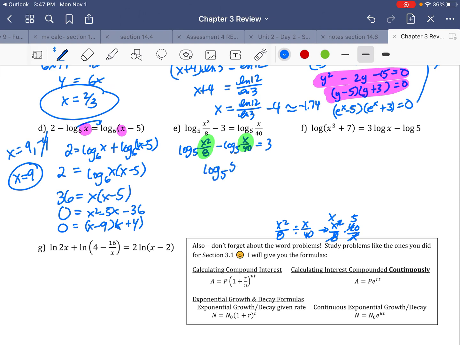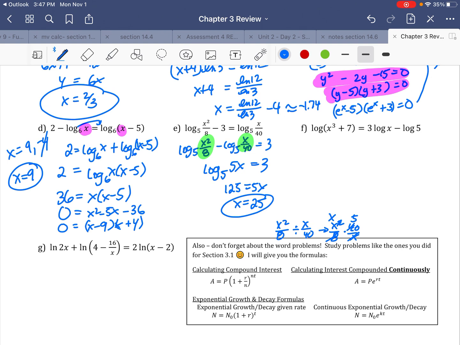So log base 5 of 5x equals 3. All right, so I have 5 to the third, that's 125, equals 5x. So x must be 25. And that's perfectly fine to put 25 back here or here, so that is my answer.